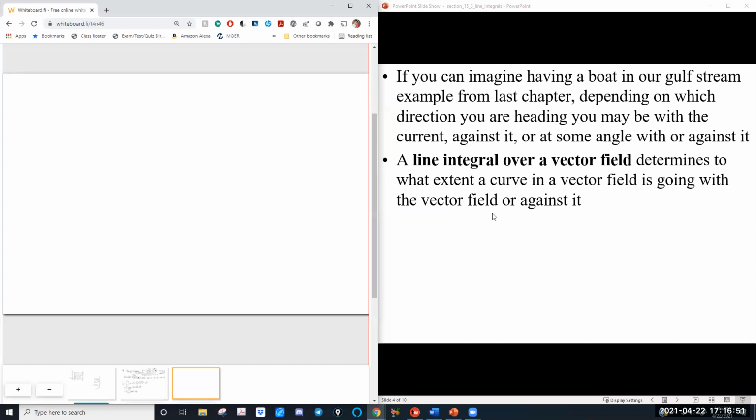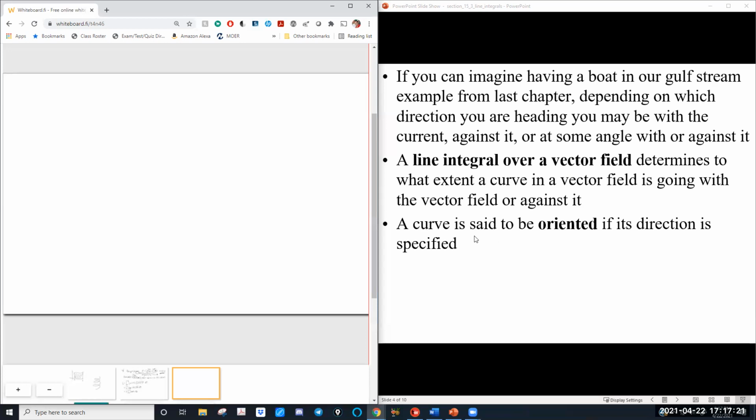Now, I do want to emphasize this is for a vector field. So let's make sure we differentiate. The example we just did was a function. We did a line integral of a function over a curve or a path. Now we're going to be looking at a line integral over a vector field, and that's why we want to make sure we pay attention to the notation. All right.